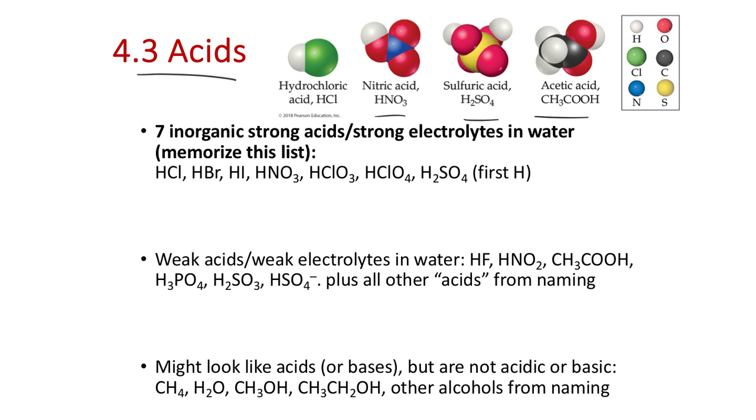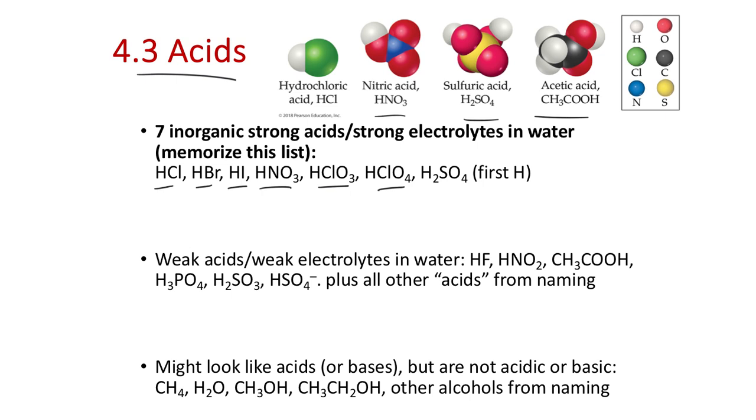Those would include HCl, HBr, HI, so hydrochloric, hydrobromic, hydroiodic acid, HNO3, HClO3, HClO4, so nitric, chloric, perchloric, and then the first hydrogen coming off of H2SO4. We'll talk about what we mean by first H in a minute.